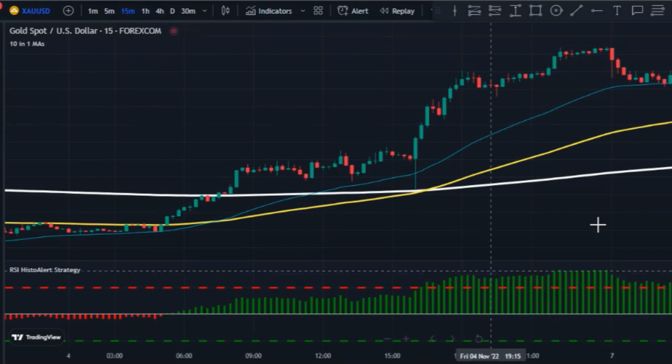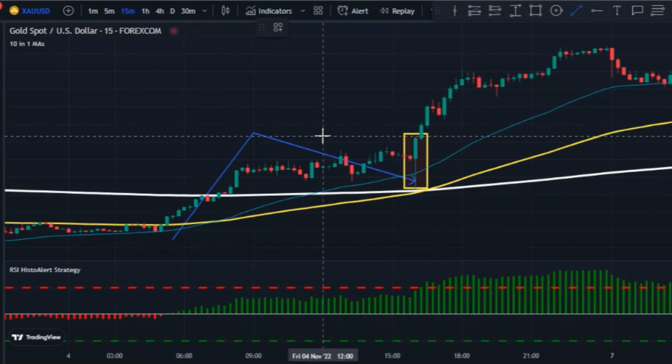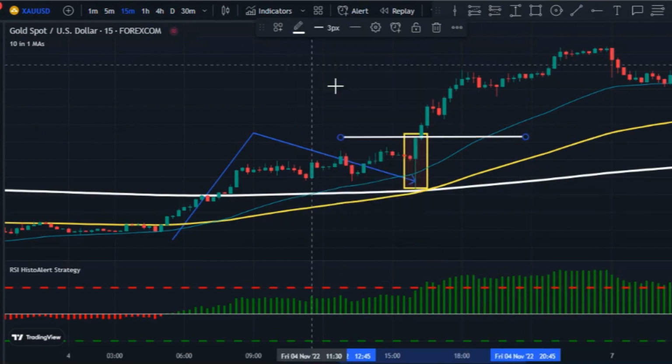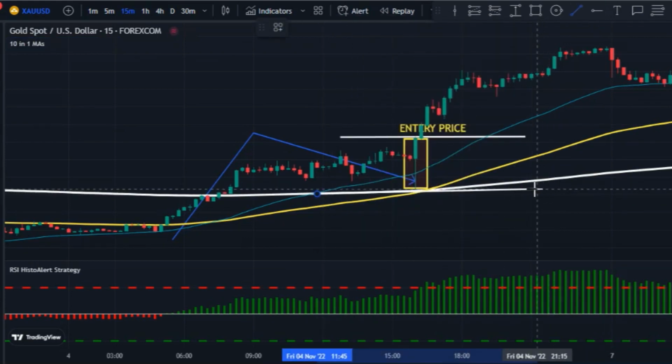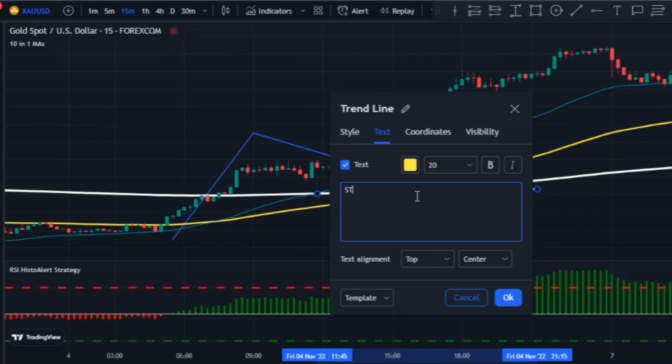All the conditions for entering the buy trade are present in this candlestick. So we can enter a buy trade at the close price of this candlestick. You can place the stop loss under one of the moving averages or under the last swing low.